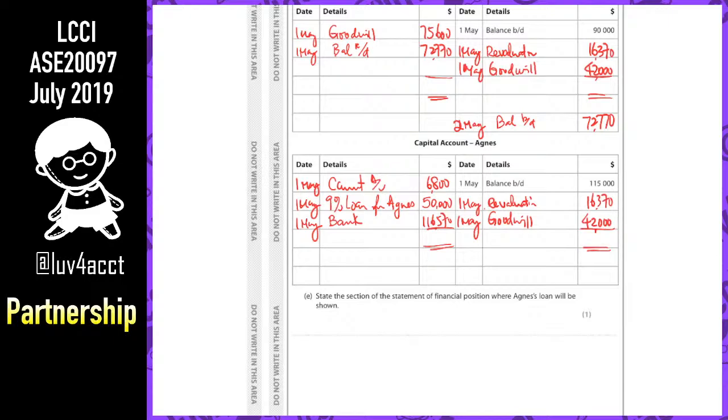State the section of the statement of financial position where Agnes' loan will be shown. It would be non-current liability.